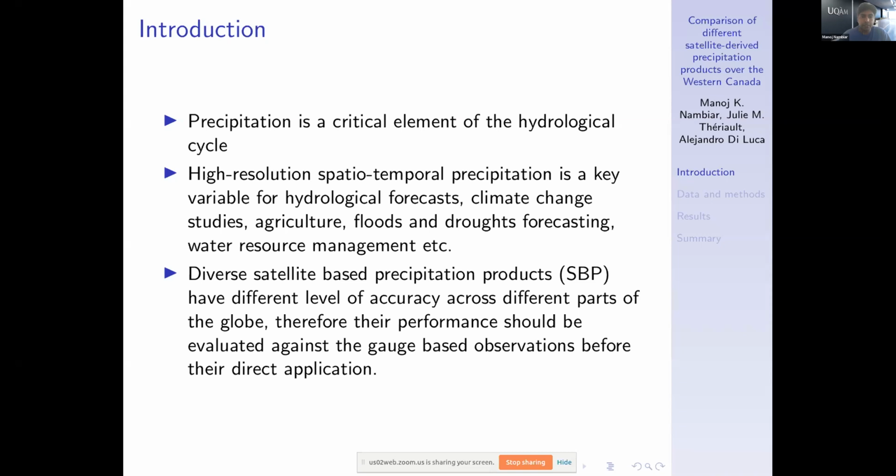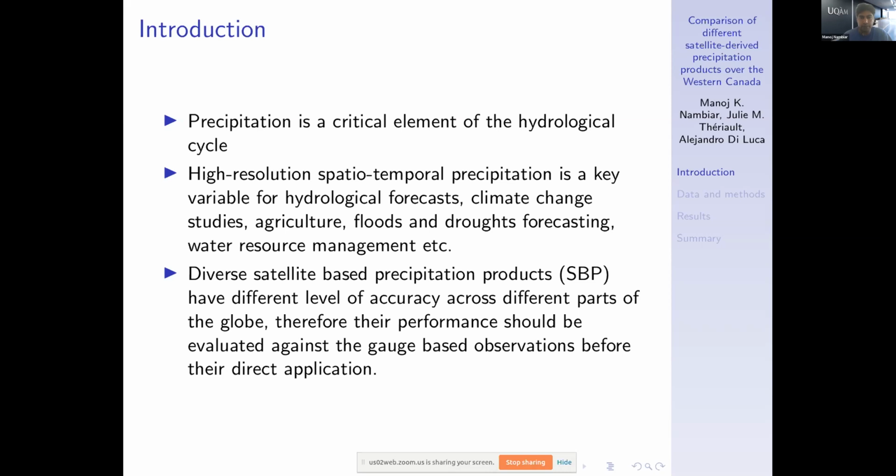There are diverse satellite-based precipitation products. We usually depend upon them because direct observation using rain gauge data is often not practical and not economical. Remote sensing data is often used, so before we use this data, it should be cross-validated against the observations. Western Canada is an important region where lots of flooding events have happened, like the famous 2013 Calgary event.